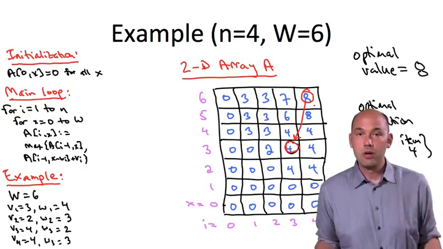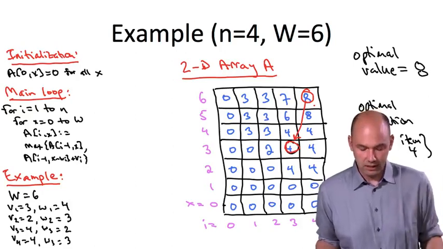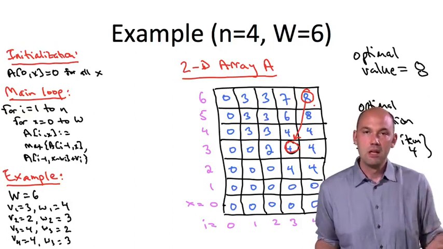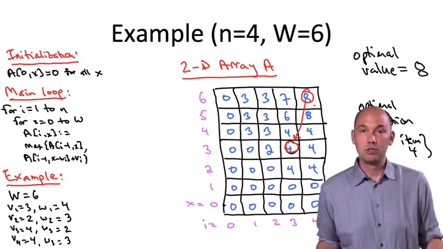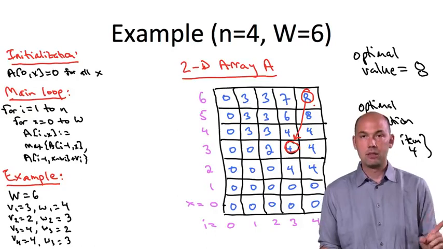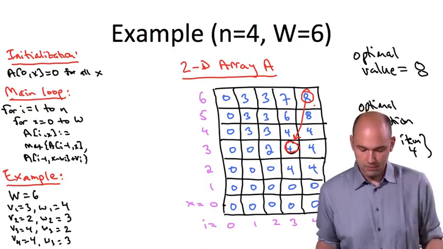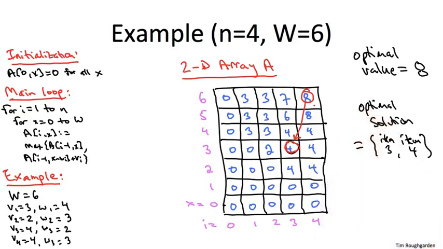Well, again, where did this 4 come from? It didn't come from immediately to the left. It came from the value of item 3 plus the optimal solution with a decreased residual capacity. And so that means that the optimal solution also includes item number 3. So what do we do then? We trace back, we go one column to the left, and we have to go now 2 rows down, 2 rows because the weight of the third item is 2.